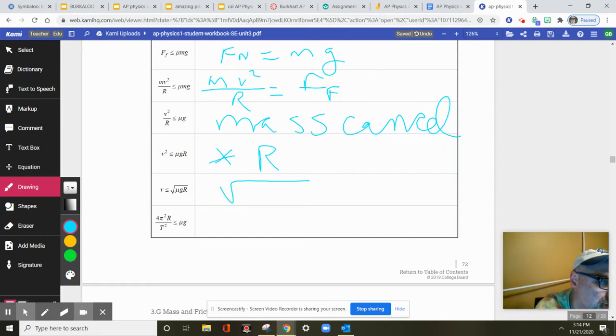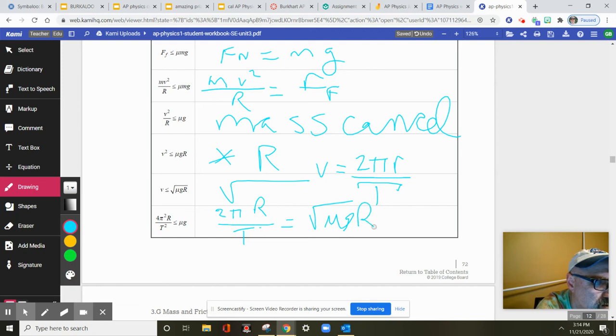the speed of the coin. So the velocity is the distance over the time. So where does this come from? Well, the distance is the circumference, and the time is the period that it takes for the coin to go. So what they did is they just squared that. They just said, okay, 2 pi r over t is equal to the square root of mu g r, right?